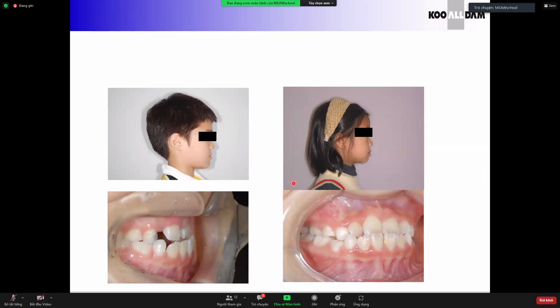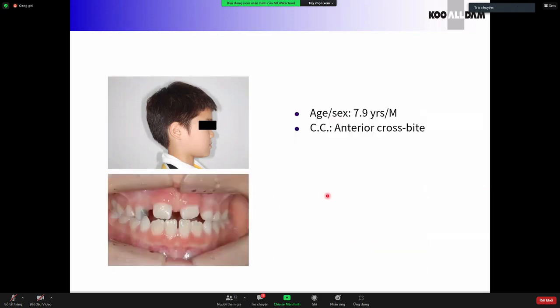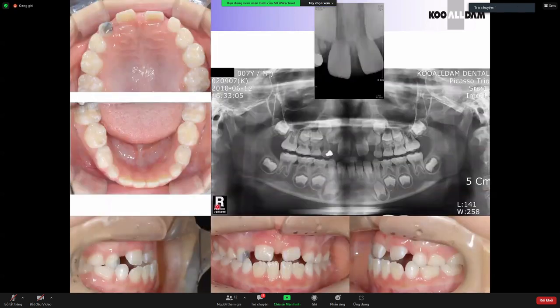You can see this patient. We can see the anterior crossbite. This patient is maybe an 8 years old male patient, a boy, and you can see anterior crossbite. And also you should check there is a space in the lower arch. Right there.